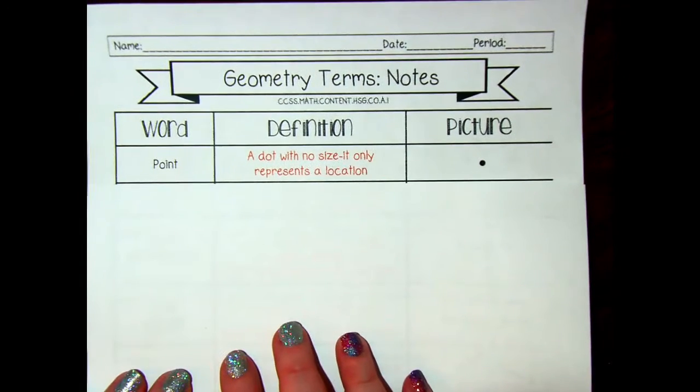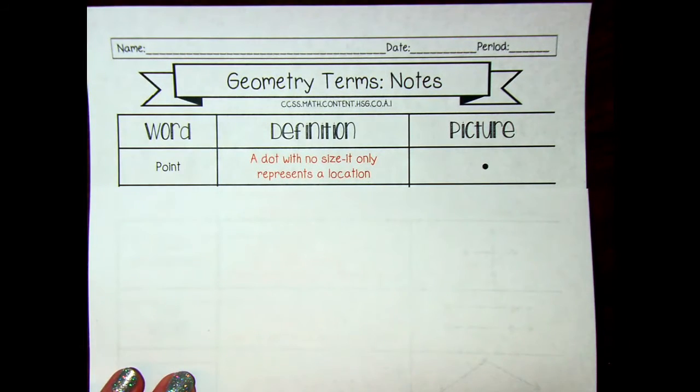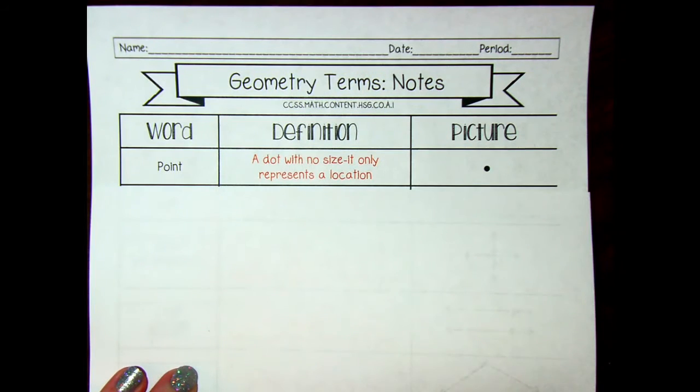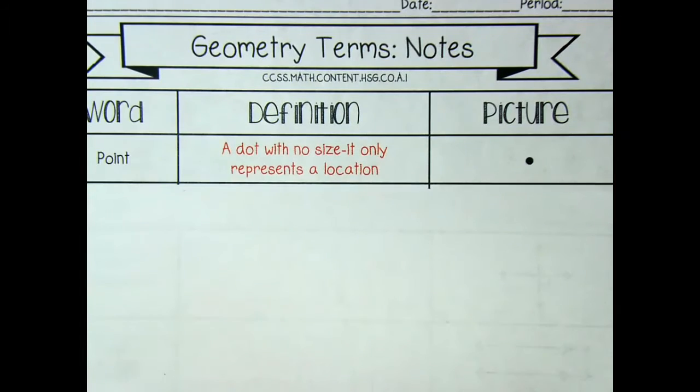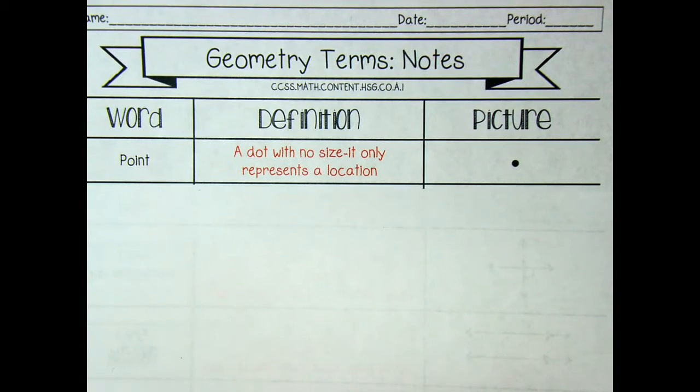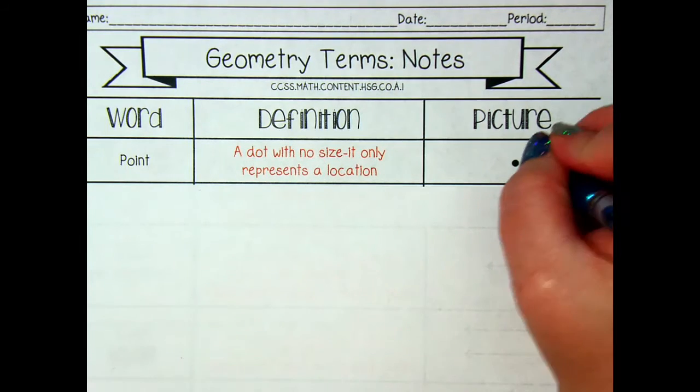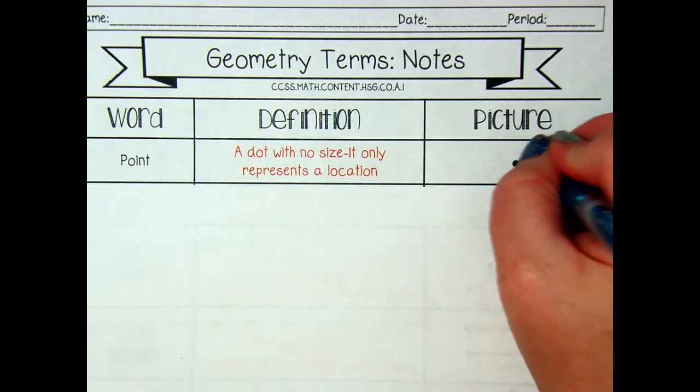So this video is designed to review some terms you learned in the last video and introduce a few new terms and then do some practice to make sure everyone's on the same page. So the first definition we're going to review is a point. And if we remember from the last video, a point has no size and it only represents a location. So I can say that this is point A.